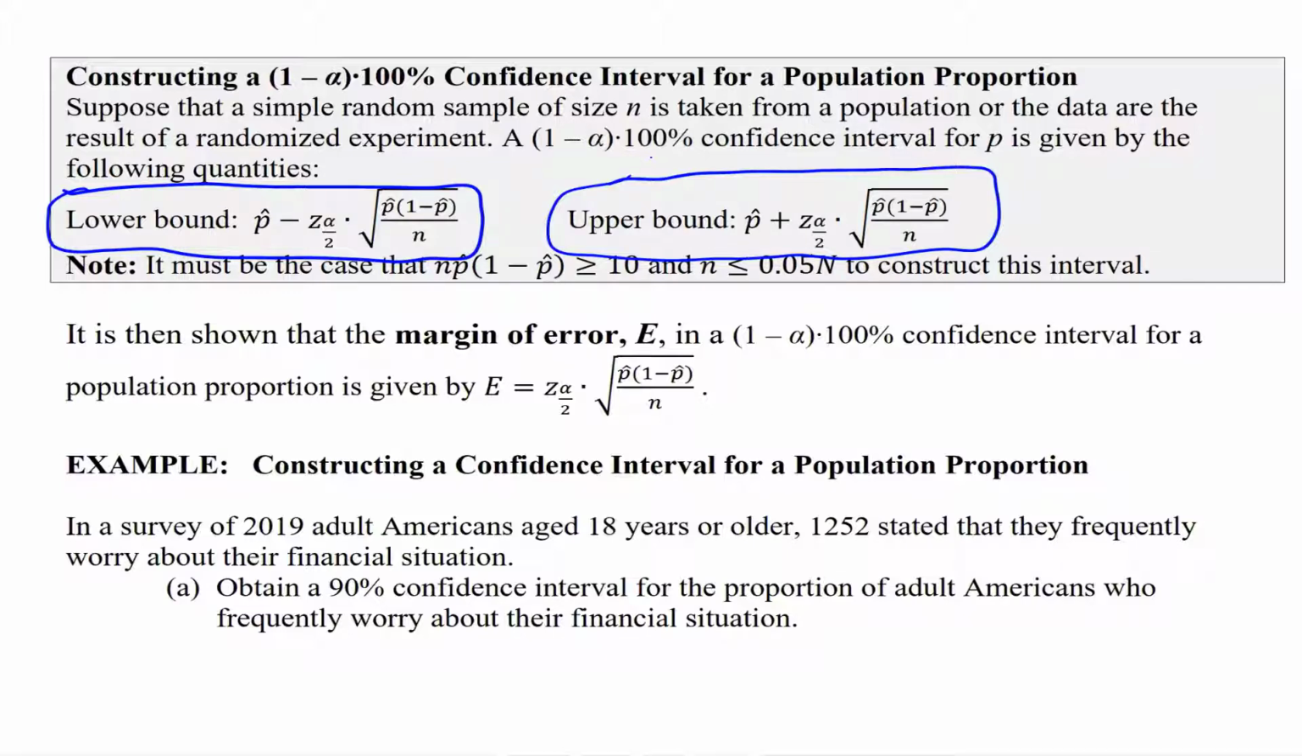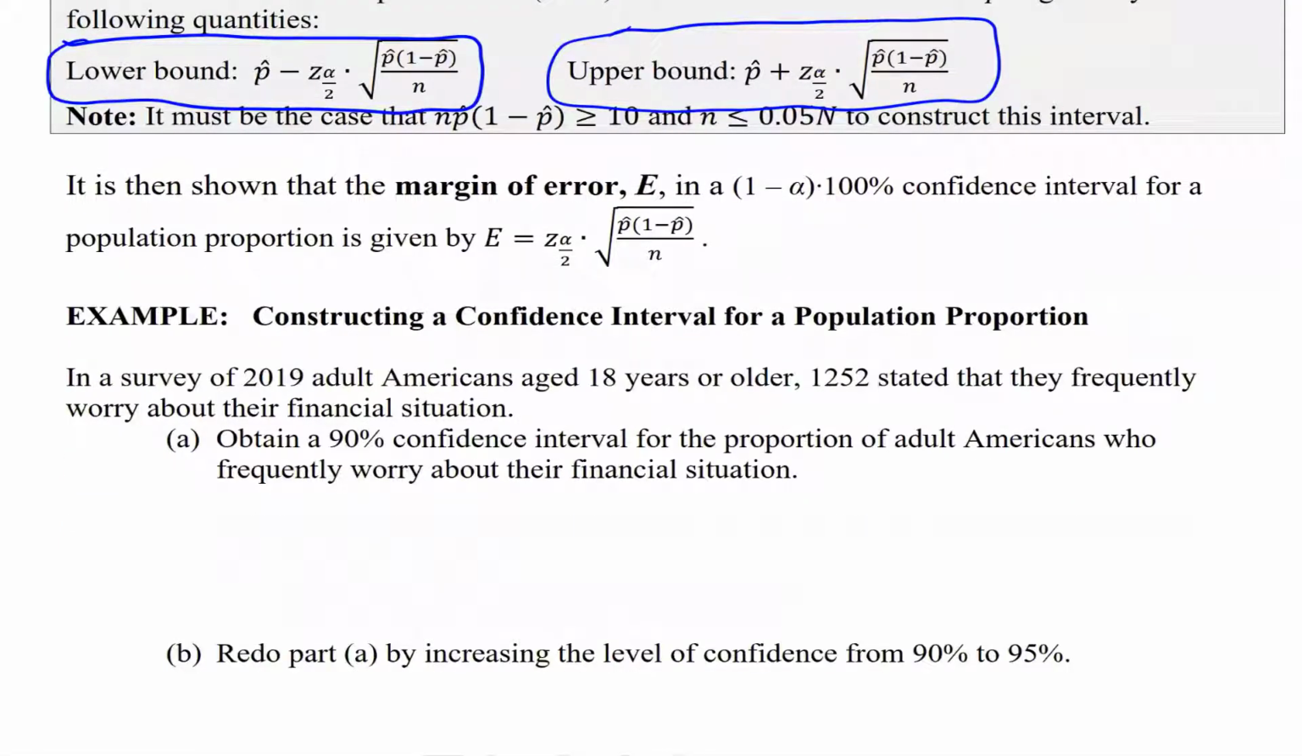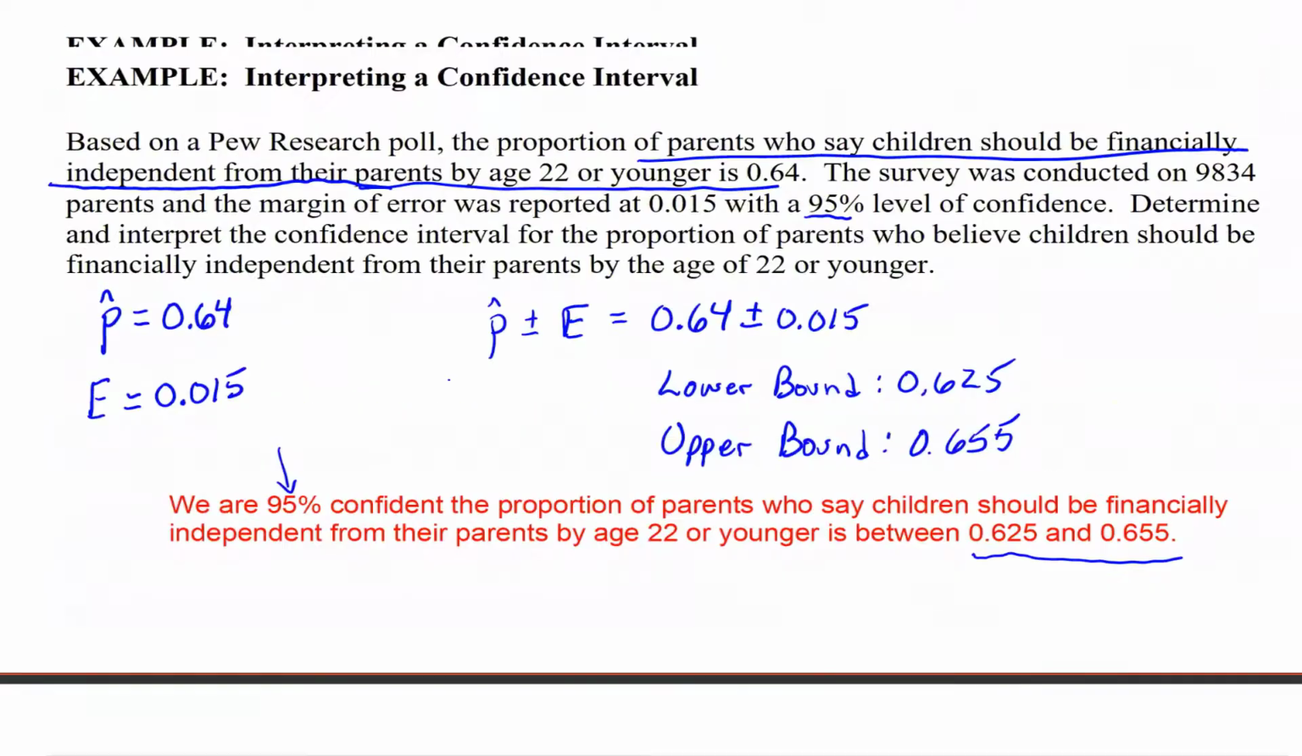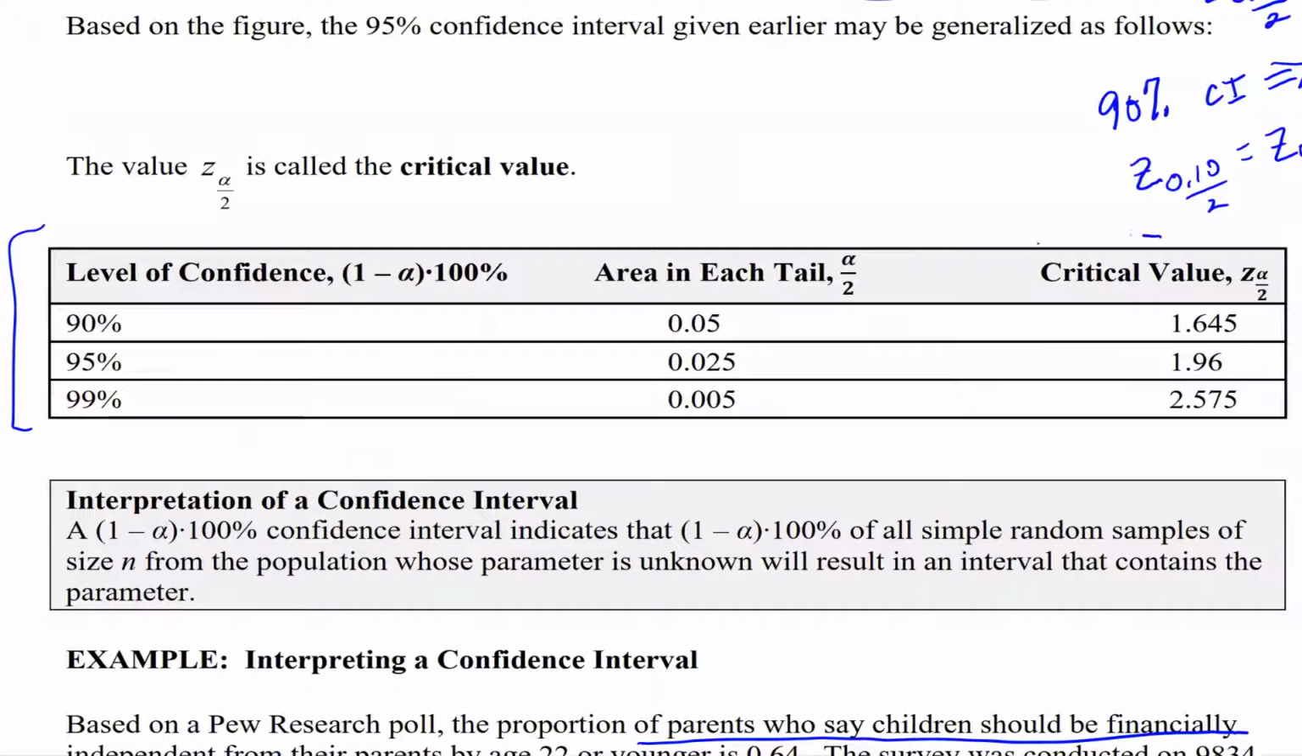A couple things I want to emphasize to you. The critical value, the z sub alpha over 2: the three primary ones we've given you right here. These are the three primary critical values for the three most popular levels of confidence, 90, 95, and 99%.